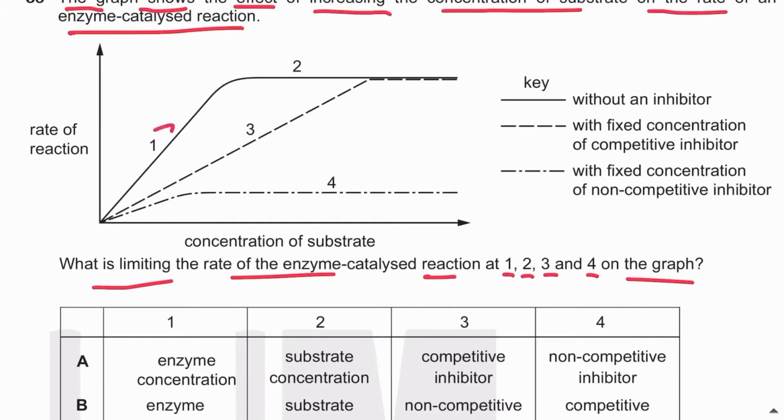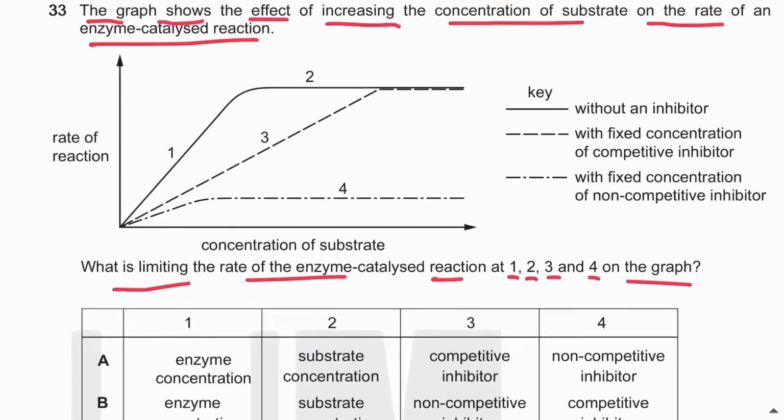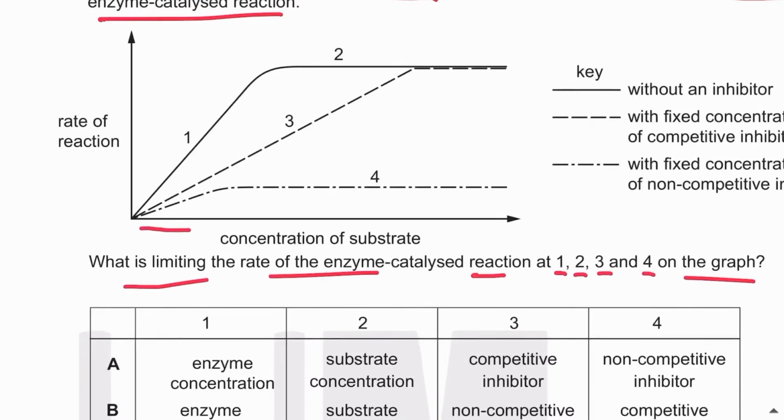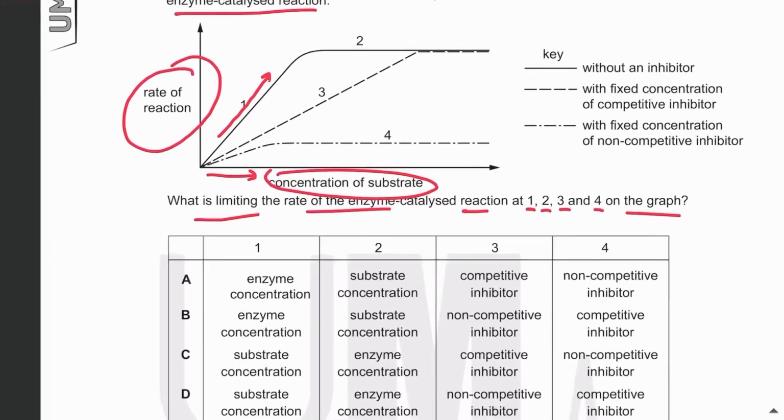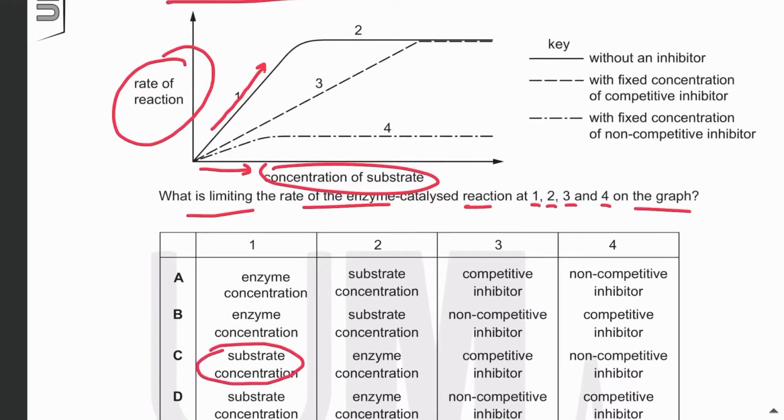So guys, 1 and 2 are the points on the graph without the inhibitor, right? So at 1 we can see that as we are increasing the substrate concentration, the rate of reaction is increasing. It means substrate concentration is limiting the rate. Whenever you increase the concentration of a limiting factor, the rate will increase. Or we can say that if we increase any factor and the rate of reaction increases, it means that factor is the limiting factor. So at 1, substrate concentration is the limiting factor because as we are increasing the substrate concentration, rate is increasing. Substrate concentration is low at 1, that's why increasing the substrate concentration increases the rate.